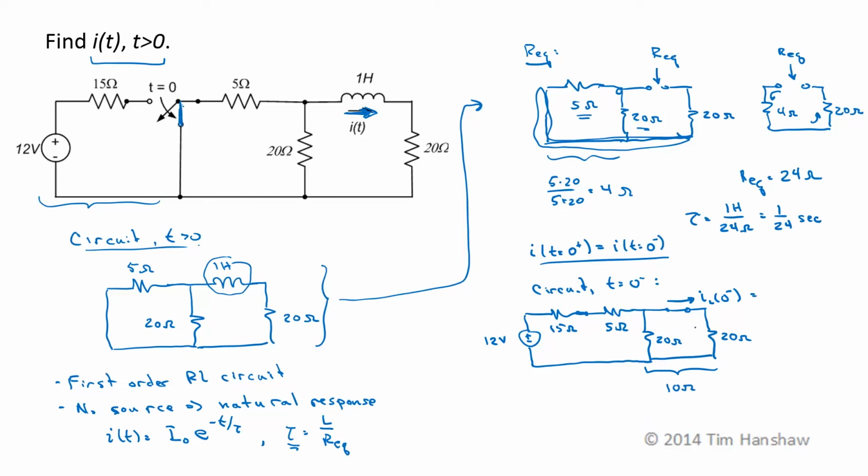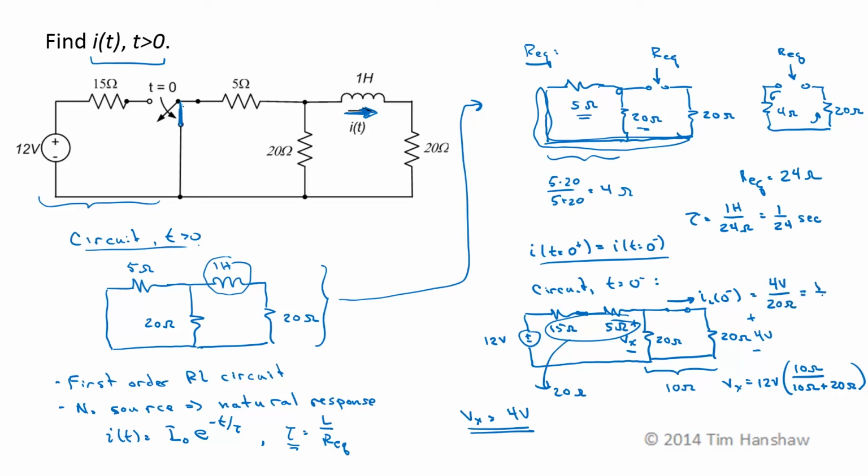So then I can calculate a voltage across these, V sub x. V sub x is equal to 12 volts times, this is a voltage divider, 10 ohms over 10 ohms plus 20 ohms, since these two are in series and they have an equivalent resistance of 20 ohms. So V sub x is equal to 1/3 of 12, which is 4 volts. And this current is going to be that 4 volts over 20 ohms, which is 1/5 of an amp. And we've already said that that will be our initial condition.